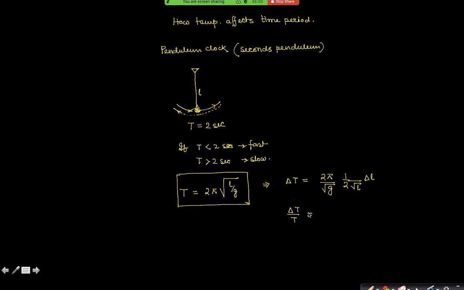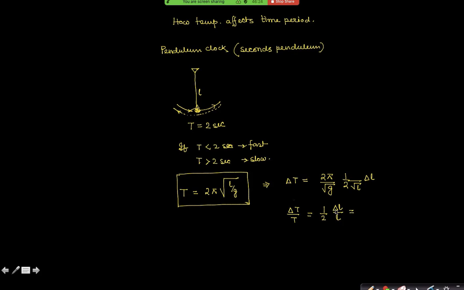Delta T by T. What is delta T by T? It is 1 by 2 delta L by L. Can you divide this delta T with this T? 2 pi by root g, so root L, 1 by 2 delta L by L. Yes, sir. Right? Now I know what is delta L.